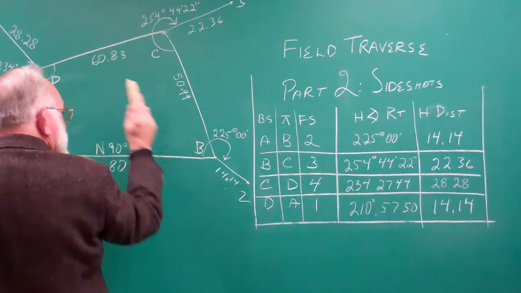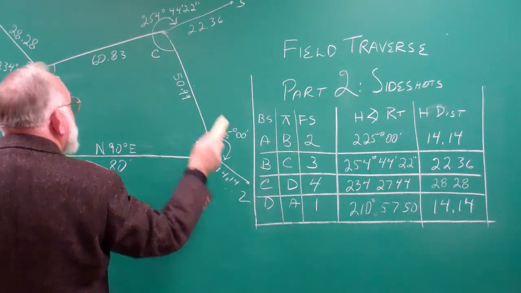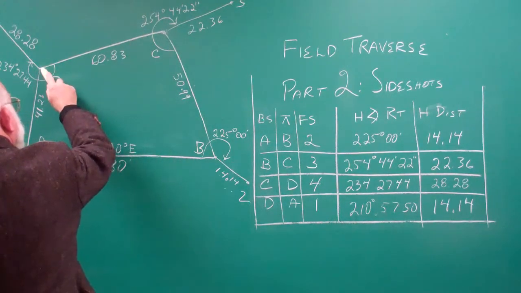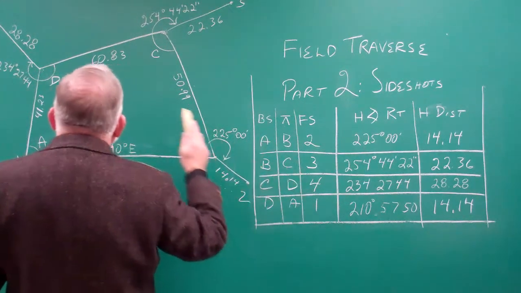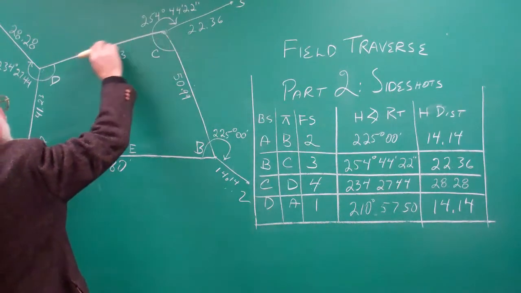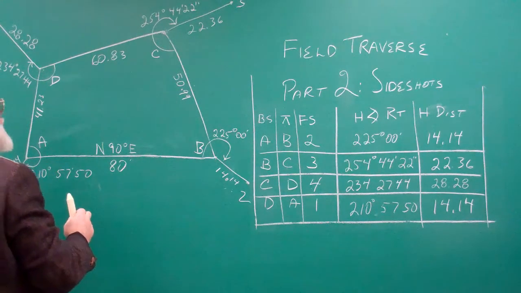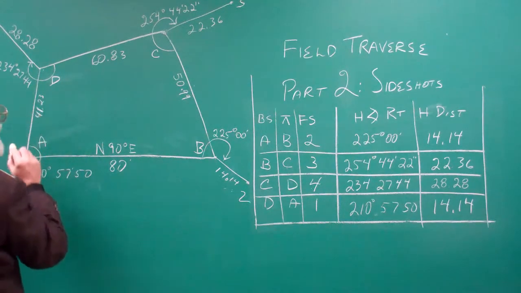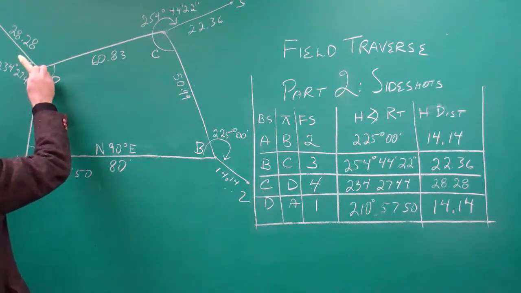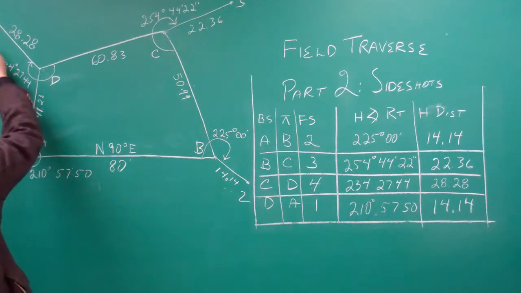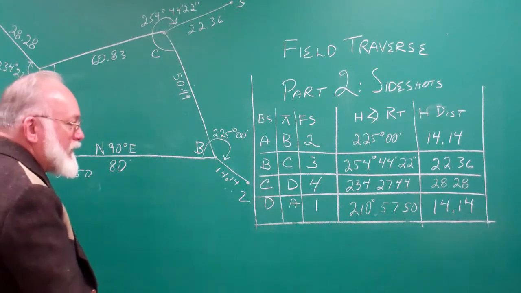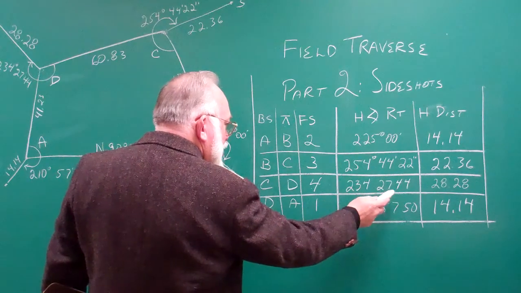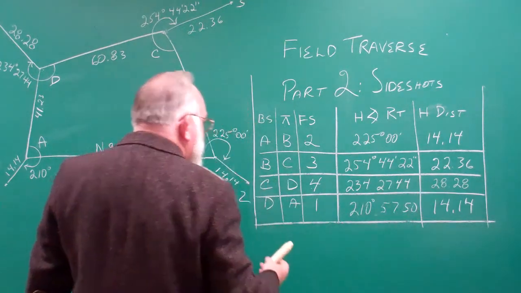Set up on D, backsight C, set up there, and turn to 4. We've got this bearing from your calculations on the traverse. Turn an angle of 234, 27, 44, and go 28.28 feet to give yourself the coordinates for 4. So 234, 27, 44, 28.28.